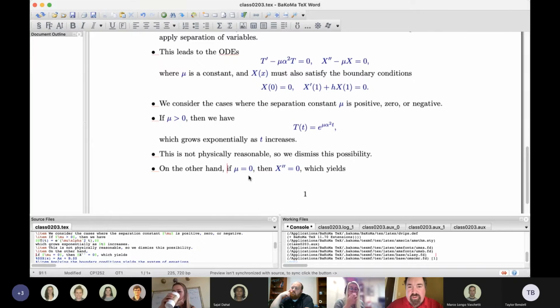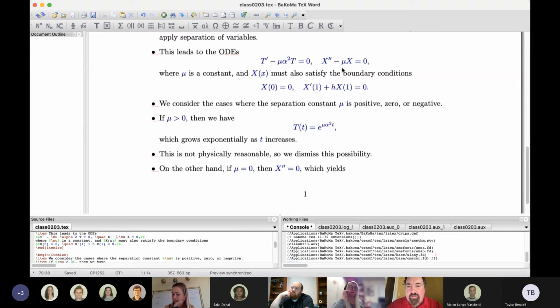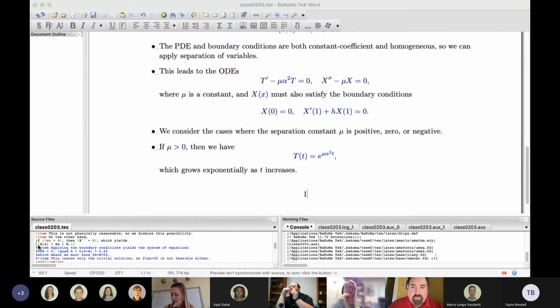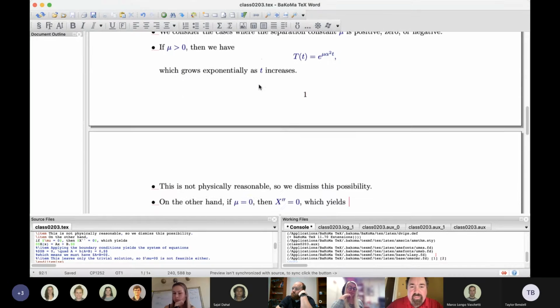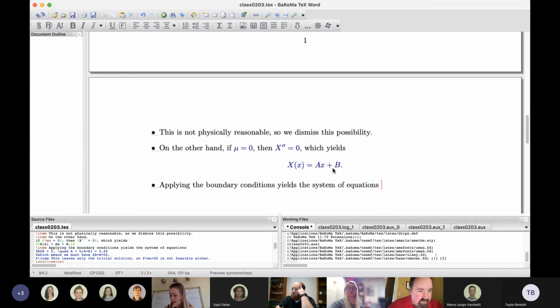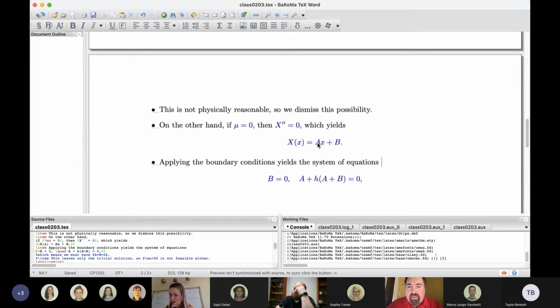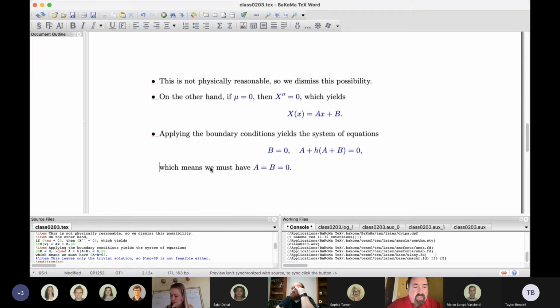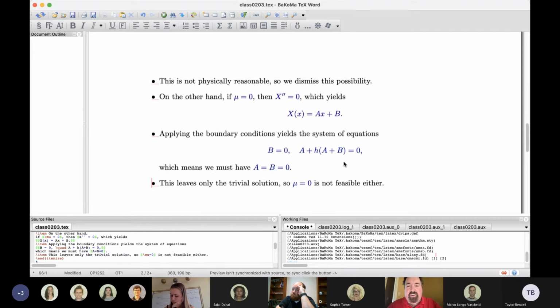What about mu equal to 0? So if we go up here, then we have x double prime is 0. So the solution to that ODE is going to be a linear function, something of this form, ax plus b. So now we have to make sure that it satisfies the boundary conditions. So if we set x equals 0, we must get 0. So b is 0. And here I need to take the derivative at x equals 1, which is just a, plus h times the value of this at x equals 1, which is a plus b. So if b is 0, then we find out that a also has to be 0. So in this case, that's the trivial solution. So we can't consider mu equals 0 either.